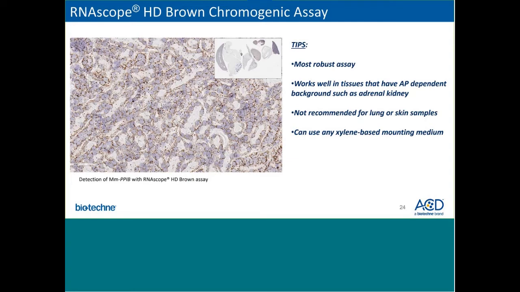This assay is the HD Brown Chromogenic RNAscope assay, which is our most robust assay. It does work well in tissues that may have AP-dependent backgrounds, such as kidney, but we would not recommend it for samples such as lung or skin, which do have some pigmentation. Because it is our most robust assay, it is not sensitive to any alcohol or xylene solutions, and then you can use any xylene-based mounting medium.